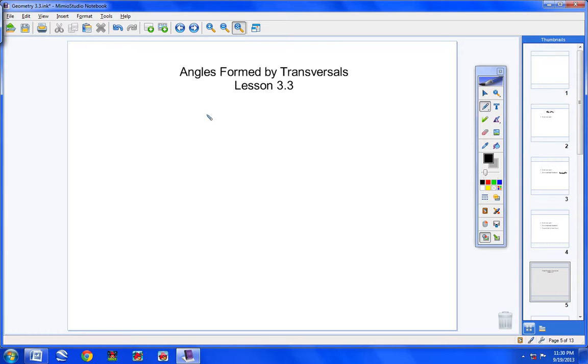Alternate interior angles, alternate exterior angles, consecutive angles, or consecutive interior angles, and corresponding angles. And so we're going to revisit those 4 terms today, talk about those, review those, and make sure you really, really, really know what those are. And you know why it's so important you know those definitions? Well, because we're going to have some theorems and postulates and corollaries.